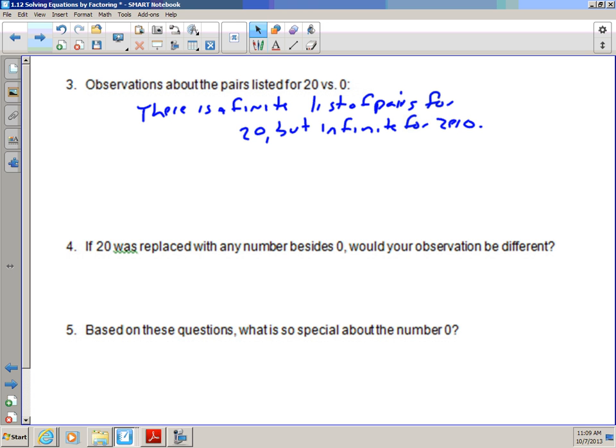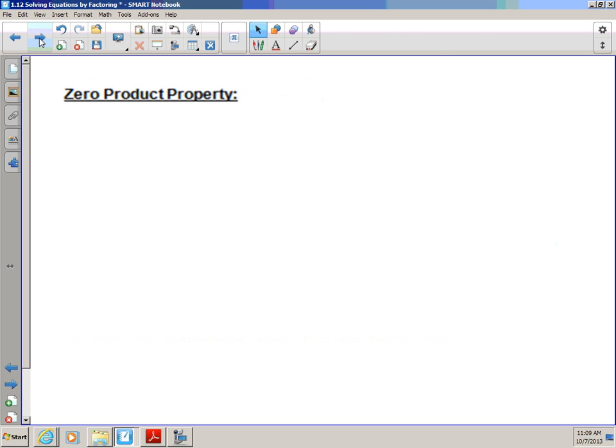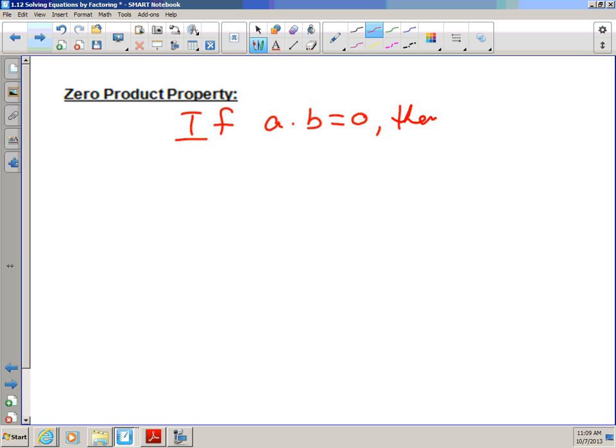Would it matter if I use some number other than 20? No. If I use 6, I would just have fewer pairs. If I use 48, I'd have more pairs. So what does this tell us? What we're focusing on today is what's called the zero product property. And what the zero product property tells us is if A times B is equal to 0, then either A is 0, or B is 0, or A and B are both 0.